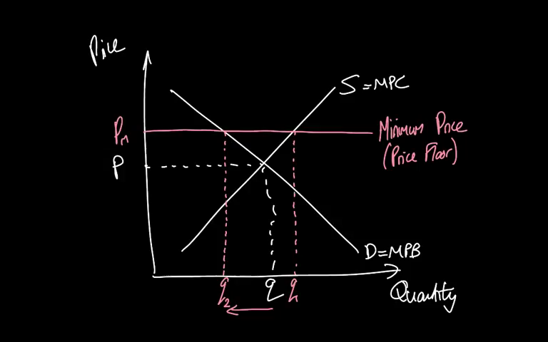Now, given that we said earlier on that we would use this to correct the market failure where the good was being over-consumed, if we manage to reduce the level of consumption from Q to Q2, that means that we will be moving the level of consumption towards the social optimum level and therefore reducing the level of market failure. So that's how we would analyse the impact of a minimum price or a price floor on the consumption of a demerit good.